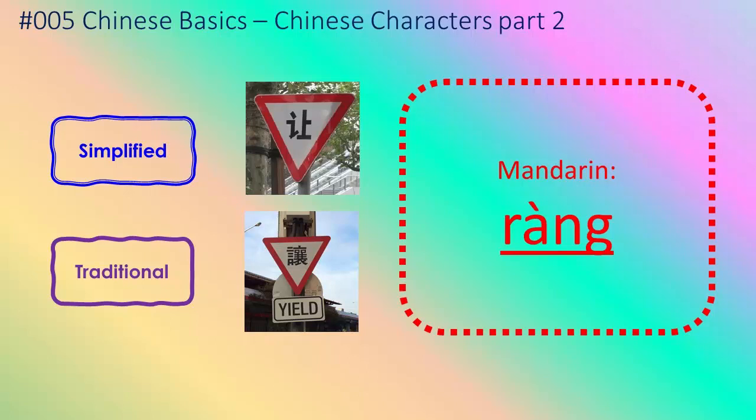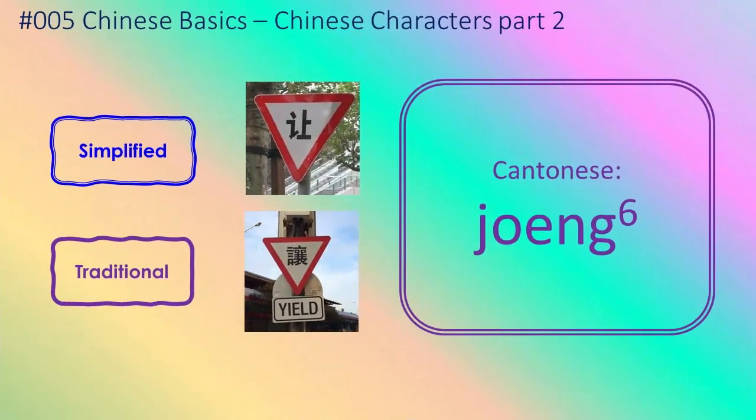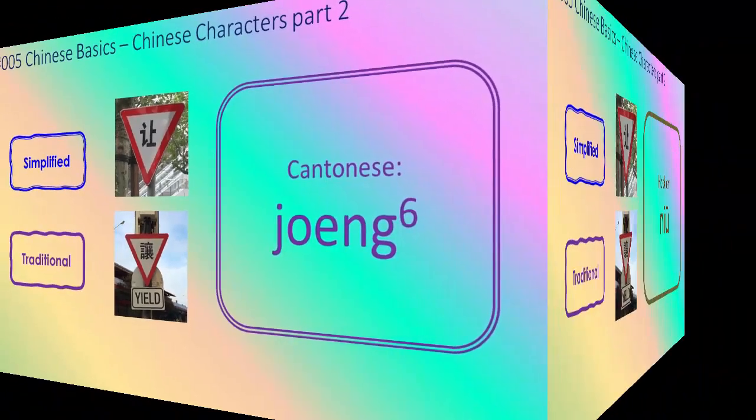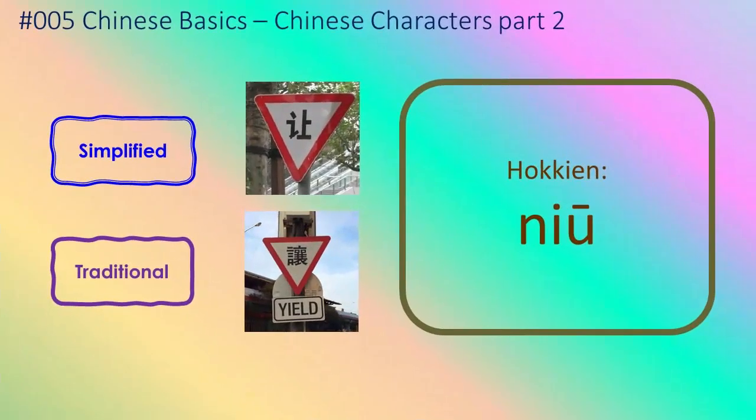In Mandarin, both of these would be pronounced as rang, rang. In Cantonese, the simplified and traditional are pronounced the same way, and this is how it sounds. In Hokkien, the simplified and traditional are pronounced as new, new.